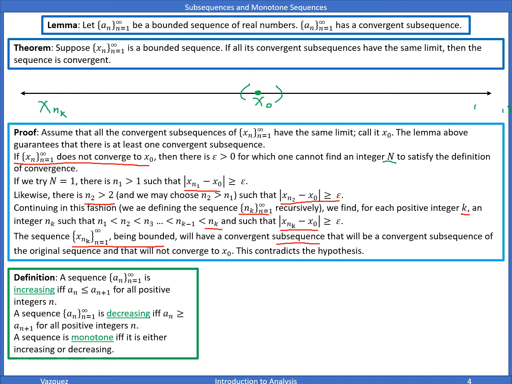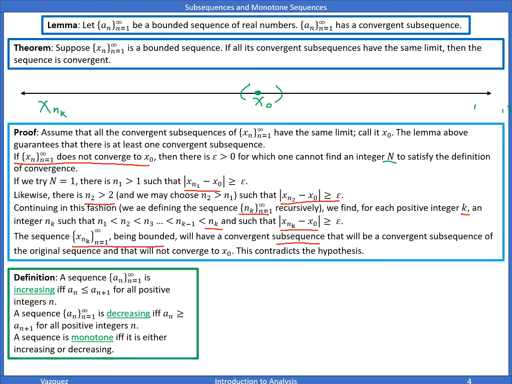Now we're going to go on to the easier stuff. If you need to read the proofs, they may be a bit confusing with the whole definition of subsequence, so make sure we digest it. We're going to be moving on to the definition of increasing, decreasing, and monotone sequences. A sequence a sub n is increasing if and only if a sub n is less than or equal to a sub n plus 1 for all positive integers n. Decreasing, the same thing, just the inequality flipped. And a sequence is monotone if it's either increasing or decreasing.